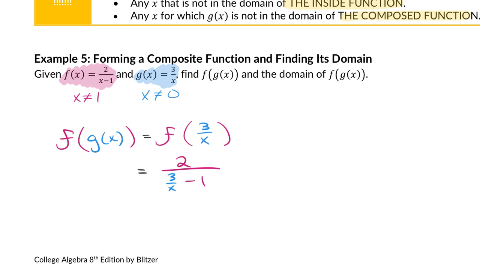Sometimes you stop here. But I don't love the fact that there's a fraction in my fraction. So we're going to get rid of that fraction in the fraction by multiplying by the denominator of the fraction here. So what is the denominator of the denominator fraction? X. So we're going to multiply the top and the bottom by x. Like what's in the denominator of the blue function? X. We're multiplying everything by x, which means the top becomes 2x. The bottom becomes 3x over x minus x.